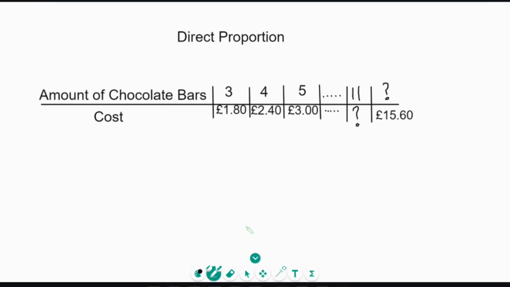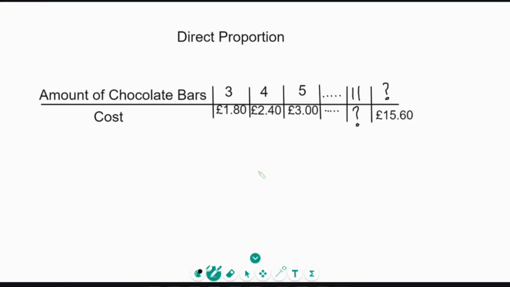In this recording, we will look at the topic, direct proportion, and then inverse proportion. So I'm going to use this table to describe direct proportion. We have the top row, the amount of chocolate bars, and the cost in pounds at the bottom.